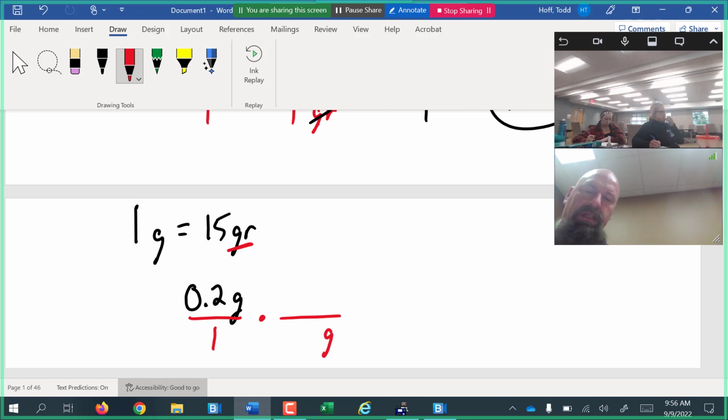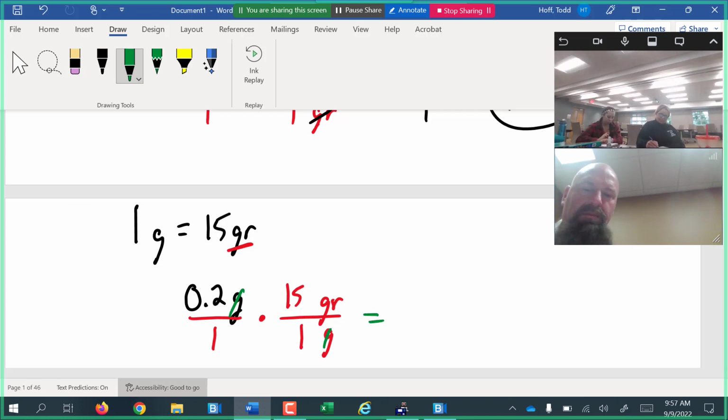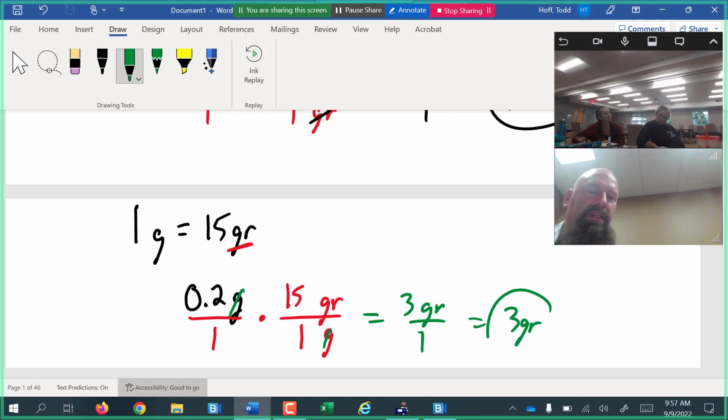So we're getting rid of grams. We'll put it on bottom. Grains on top. 1 gram is 15 grains. Cancel out the grams. 0.2 times 15 is 3 grains. 1 times 1 is 1. So again, that comes out to 3 grains.